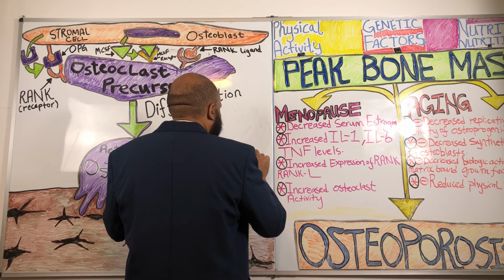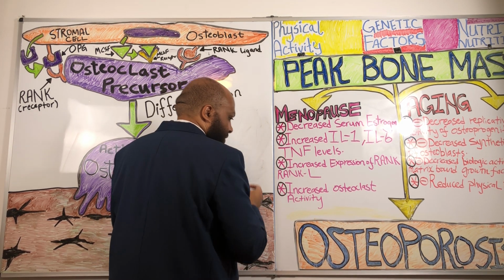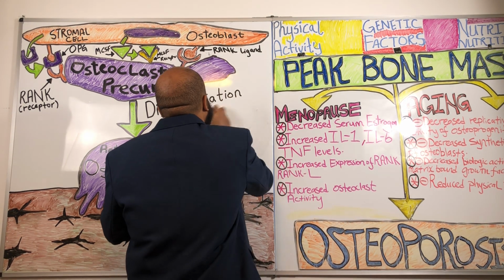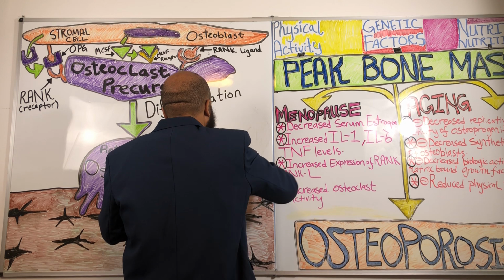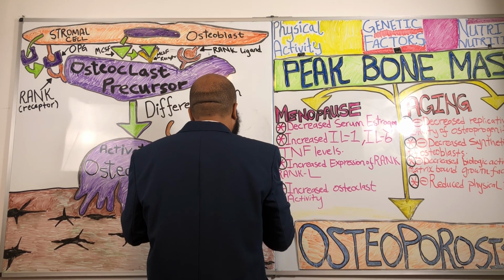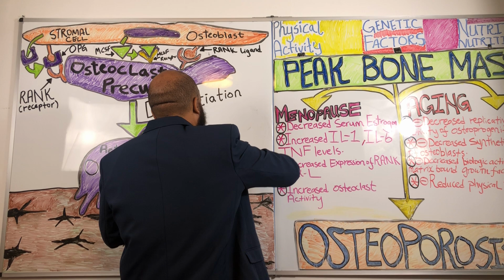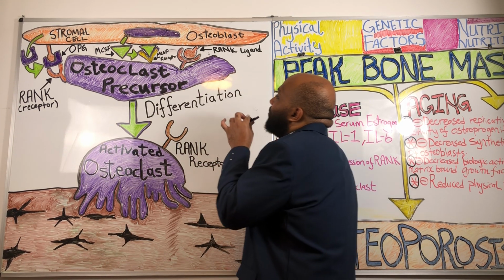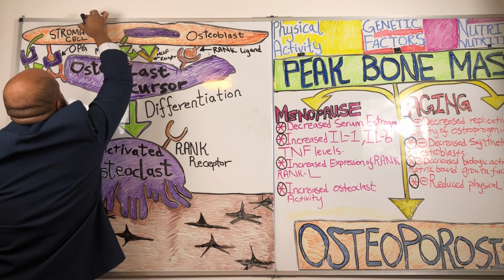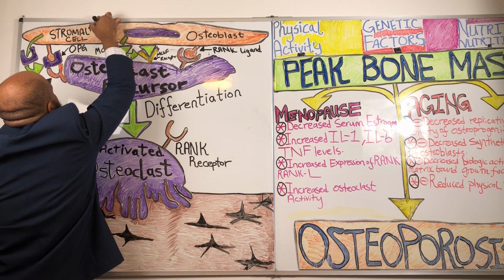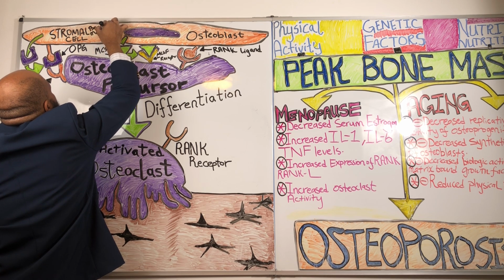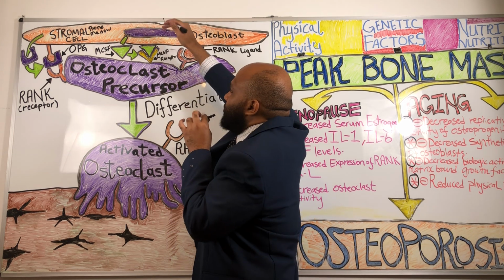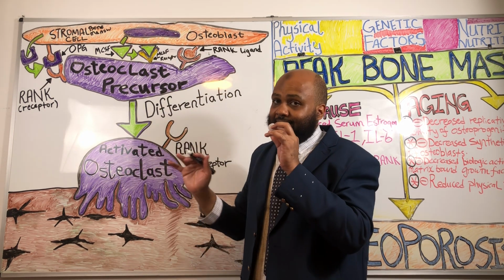So now let's look at how osteoclasts work. Osteoclasts are very important because, as we mentioned, they degrade bone. So how do they work? We need to understand the biochemical pathway. There are two types of cells: bone marrow stromal cells and the osteoblast. Those two regulate the osteoclast activity.